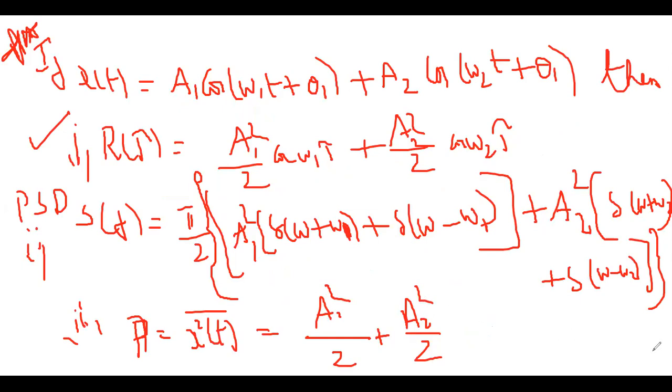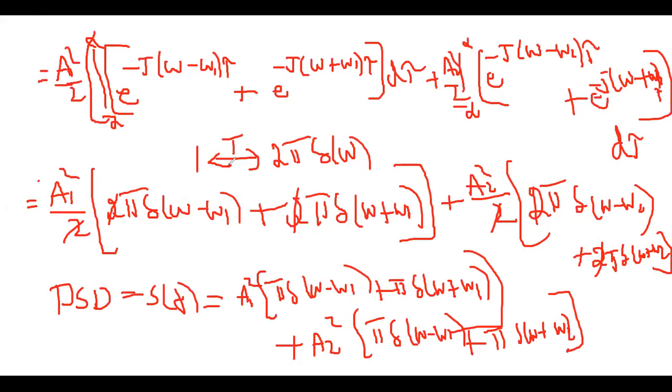Like that we'll get the function with 1. Already we have the 2s getting cancelled, giving a pi into something.